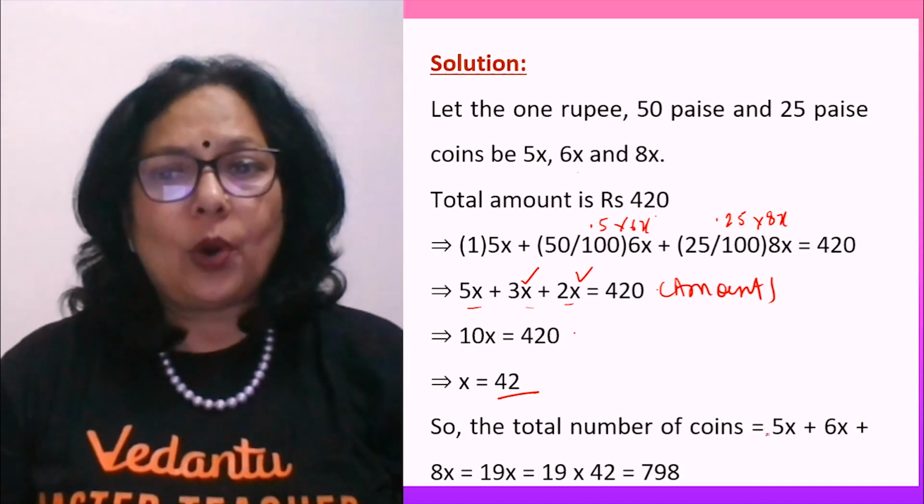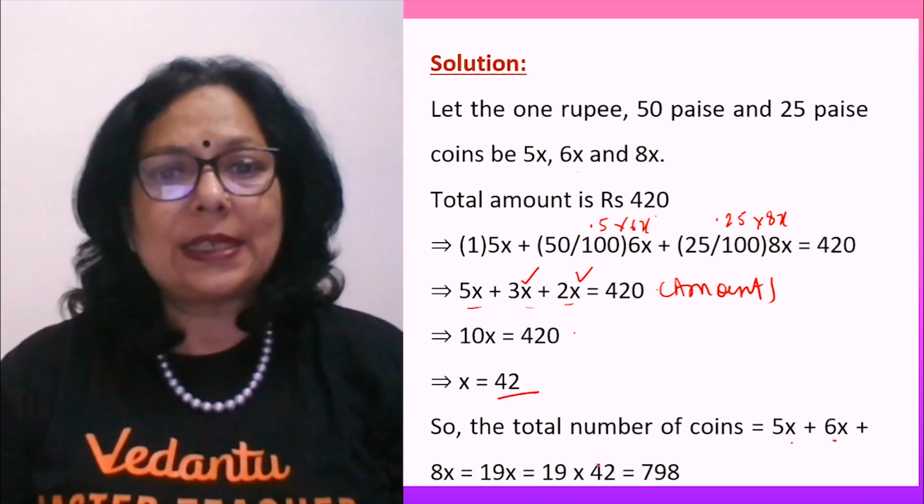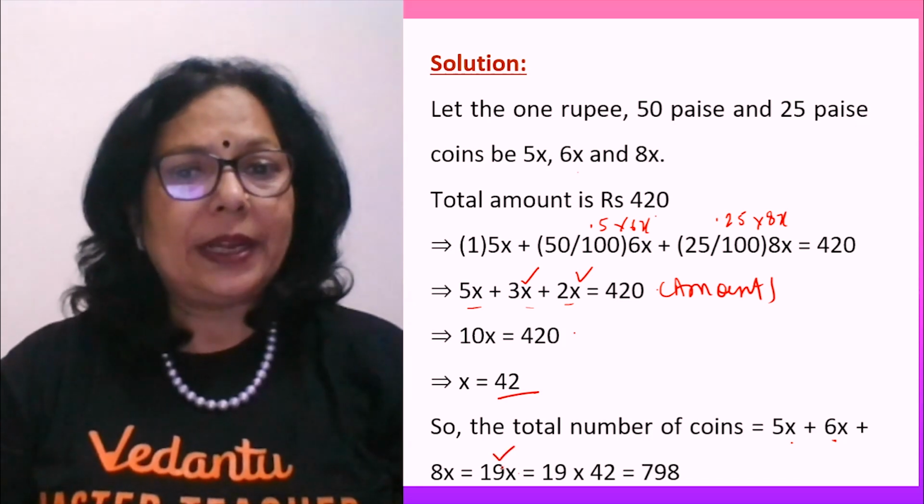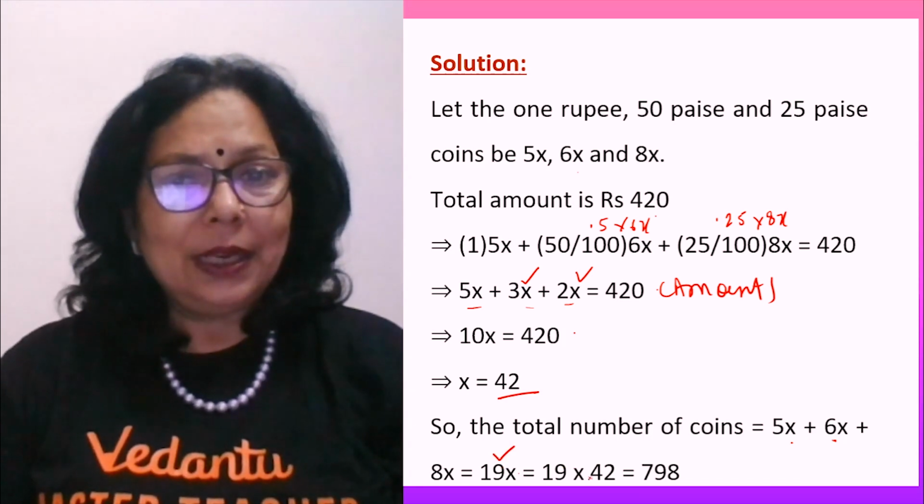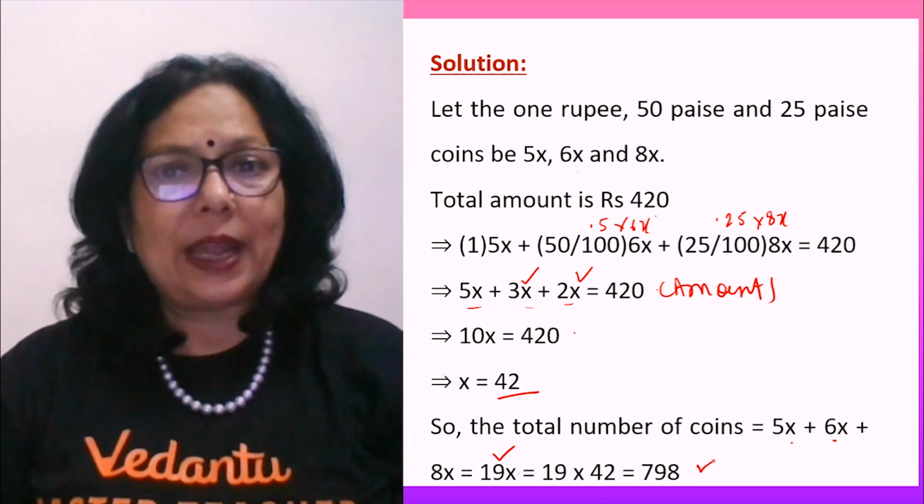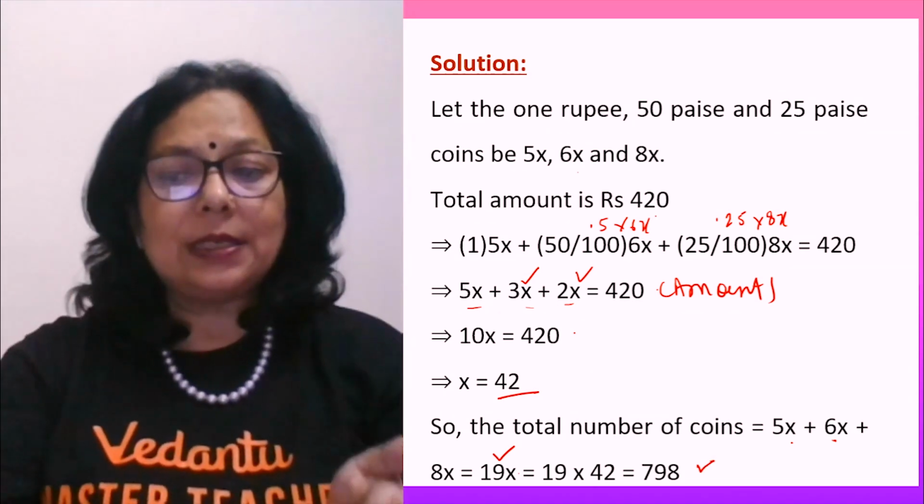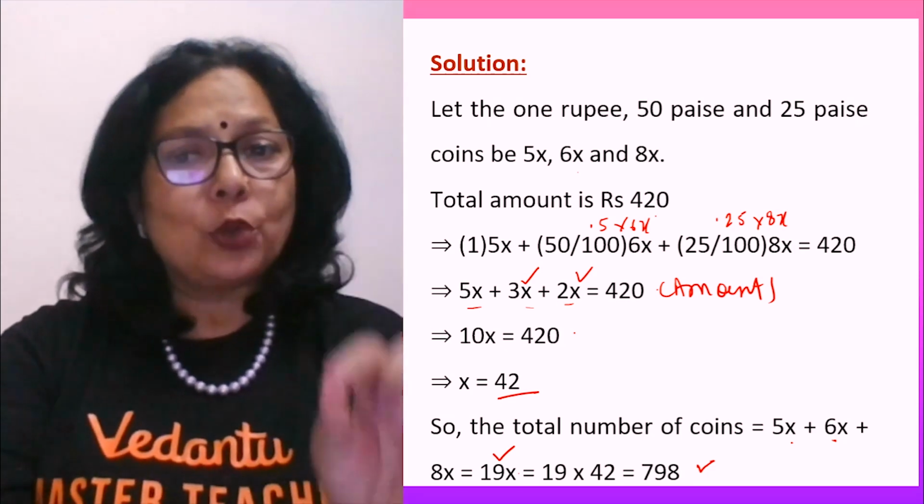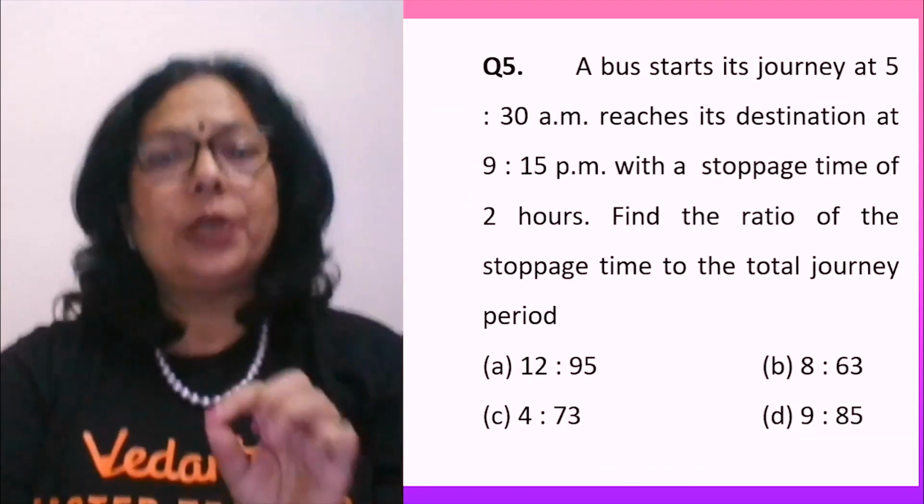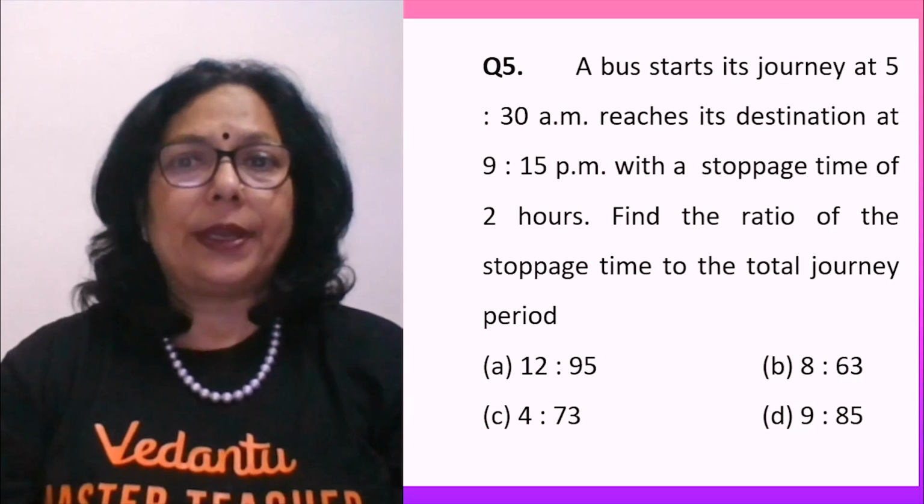So the number of coins is 5x plus 6x plus 8x, that is 19x, and 19 into 42 gives you 798. So the total count of coins in your purse, with a total of rupees 420, is 798 coins.